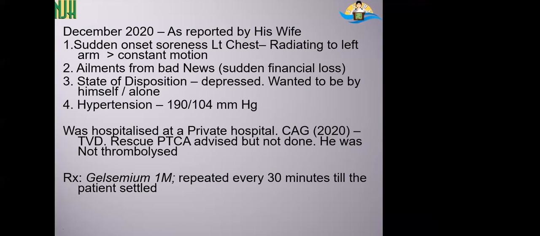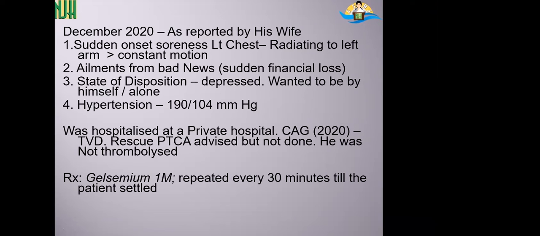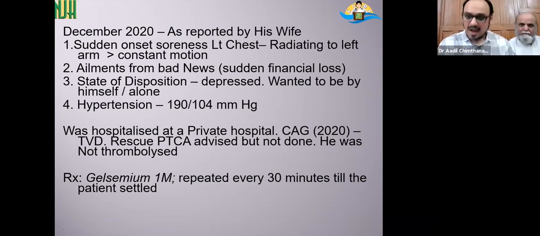So although he was admitted there, they came for homeopathic help, and as reported by his wife on phone, there was sudden onset soreness in the left chest, radiating to the left arm, and better by constant motion. Ailments from bad news, a sudden financial loss. Apart from the ongoing financial loss, 2-3 days ago, he had another major loss, and that led to this heart attack. I asked his wife, how does he seem? And she said, very depressed, and he wanted to be alone.